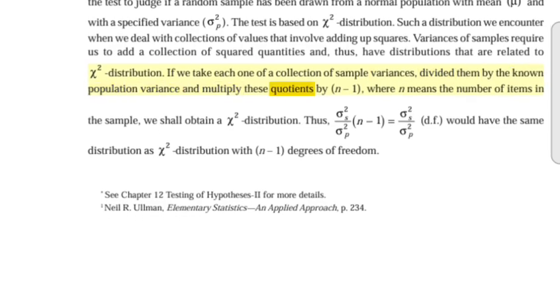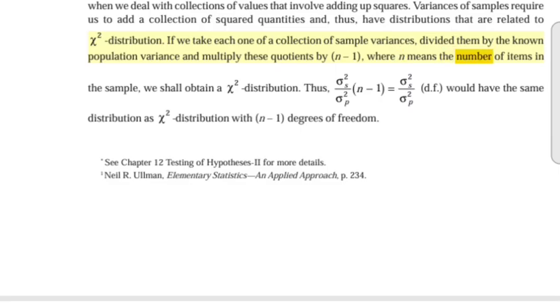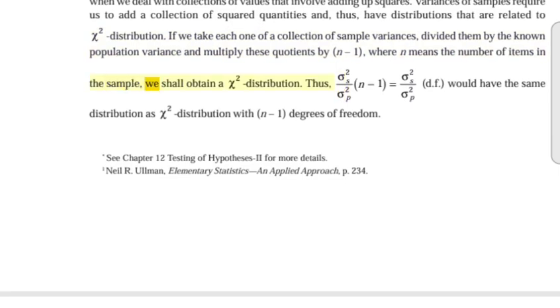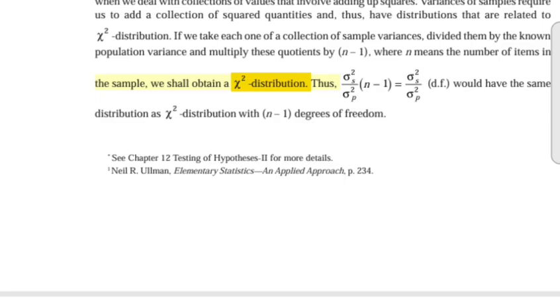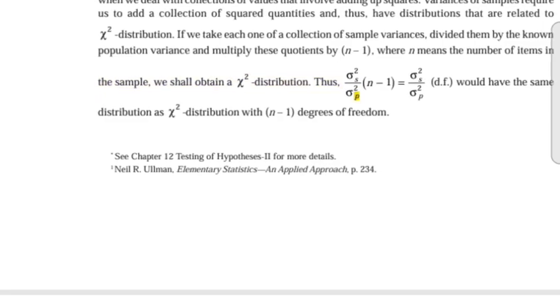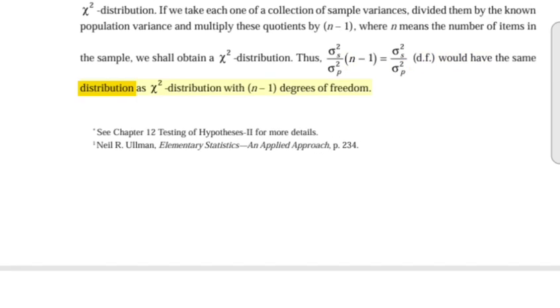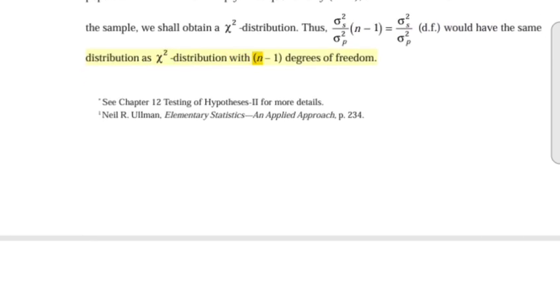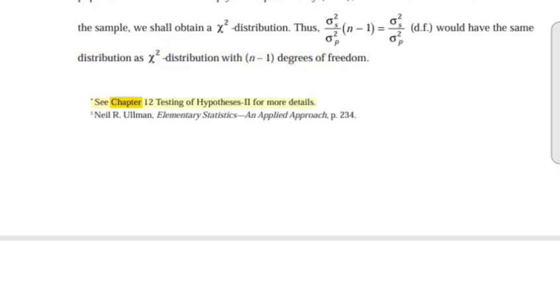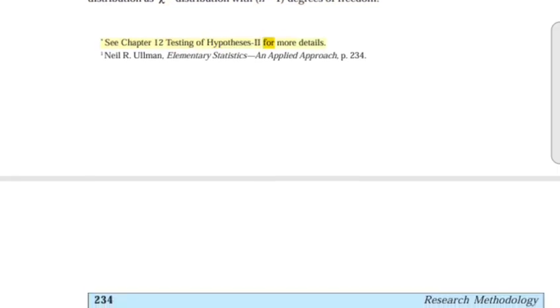If we take each one of a collection of sample variances, divide them by the known population variance and multiply these quotients by n−1, where n means the number of items in the sample, we shall obtain a χ² distribution. Thus, s²(n−1)/σp² would have the same distribution as χ² distribution with n−1 degrees of freedom. See Chapter 12, Testing of Hypotheses 2, for more details.